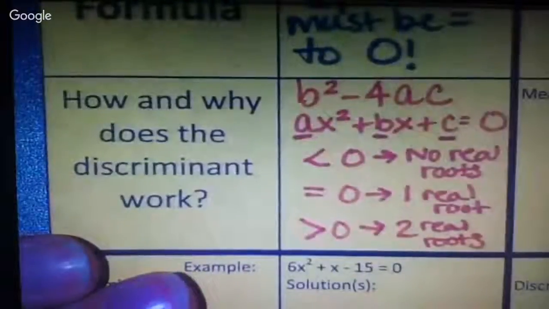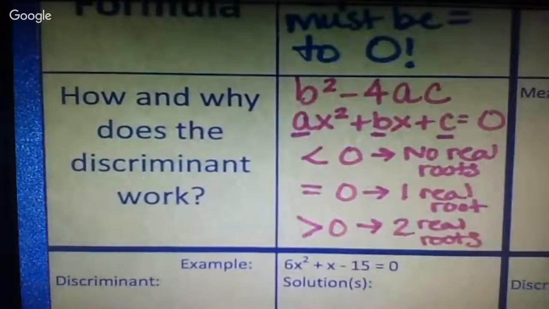So in other words, your discriminant will tell me how many times your graph crosses the x-axis. If you end up with a number that's less than 0, it never crosses. If you end up with a number that equals 0, that's when your vertex comes down and touches the x-axis and bounces back up or bounces back down, depending on which way it's facing. And if it's greater than 0, it crosses your x-axis twice.